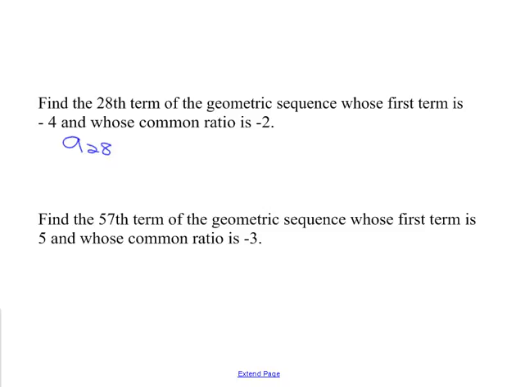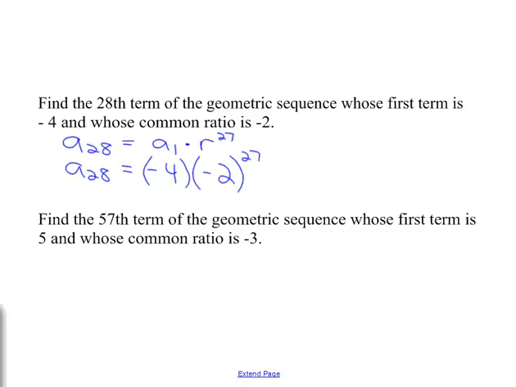Using the formula for the general term, we're going to take the first term, a sub 1, and multiply it by the common ratio raised to the 27th power, because remember, n minus 1, 28 minus 1 would be 27. So for the 28th term, plug in our first term, which they told us was negative 4. We're going to multiply that by the common ratio of negative 2 raised to the 27th power.